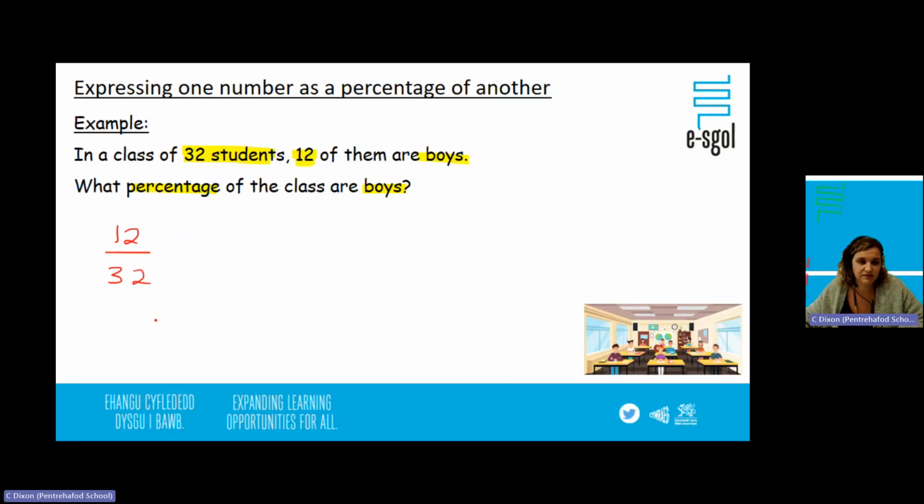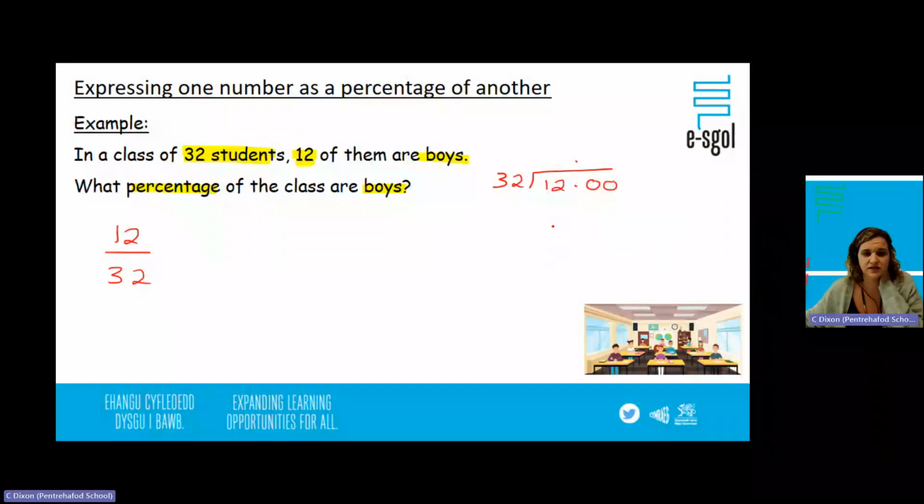So this is going back to similar to what we did in our Do It Now, where we needed to use the bus stop. Okay, so I'm going to do it over on the right-hand side. So 32 is the dividing number, so that's going to go on the outside, and 12 underneath. I'm going to already put in a decimal point with a few zeros. I might have to add to that in a minute, I don't know yet.